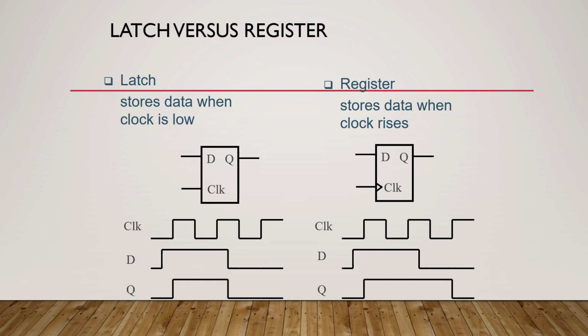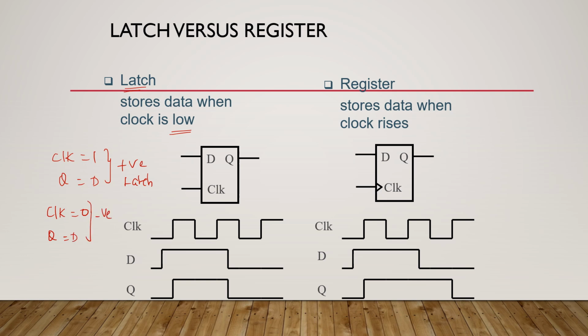Next, we are going to see the difference between latches and registers. A latch can sample the data as long as the clock is 0 or the clock is 1. When my clock is 1, my output Q equals D, and that is called a positive latch. Whereas when my clock is 0, my output equals the input, and that is called a negative latch, right?